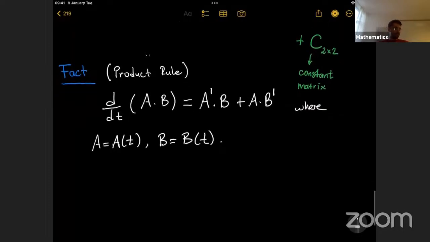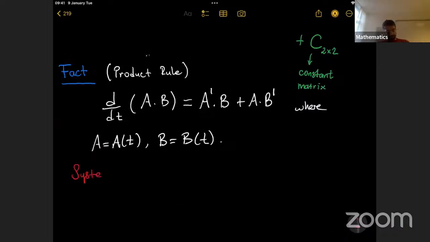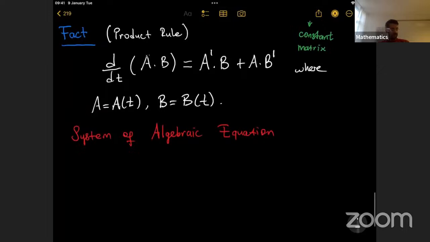All right, let's now talk about the system of algebraic equations first, then we will talk about system of differential equations. So, system of algebraic equations. Now we will use what we learned here for matrices to solve the system of algebraic equations. So let's say you are given a system of equations like this, a11 x1 plus a12 x2. So here a11, a12, these are real numbers. x1, x2, these are the unknowns, okay?